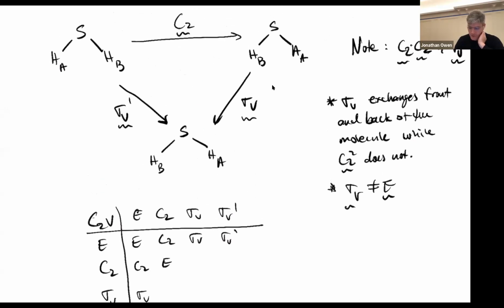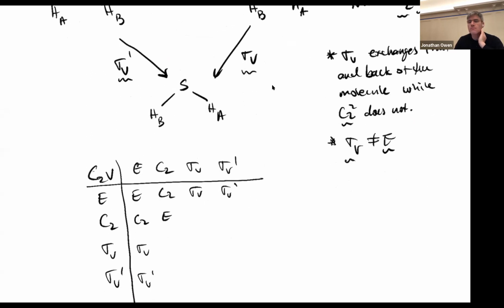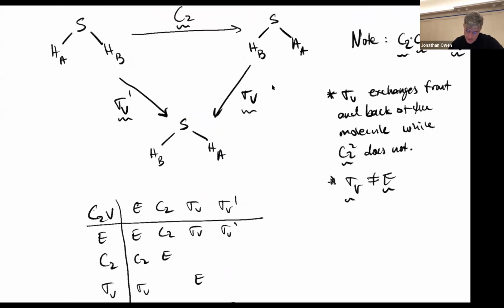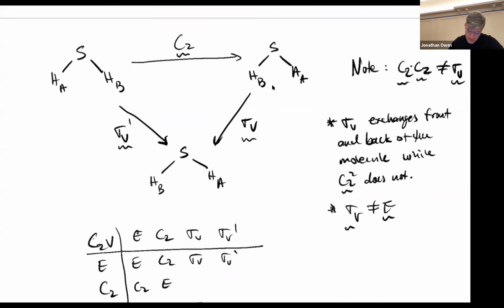And what if you do sigma V twice? You get E. It should also be an E. E all down the diagonal, right? Sigma V prime is also an E. Planes of reflection are their own inverses. So you're going to get E's in those positions. All right, so we did just a minute ago C2 followed by sigma V and concluded that it's the same as sigma V prime.